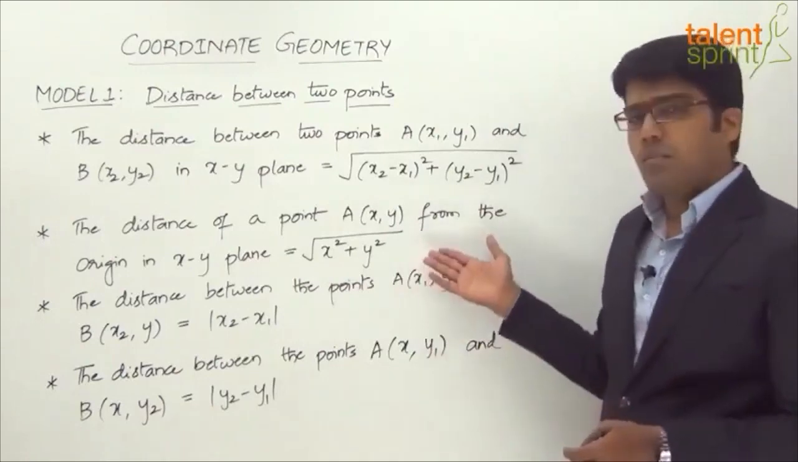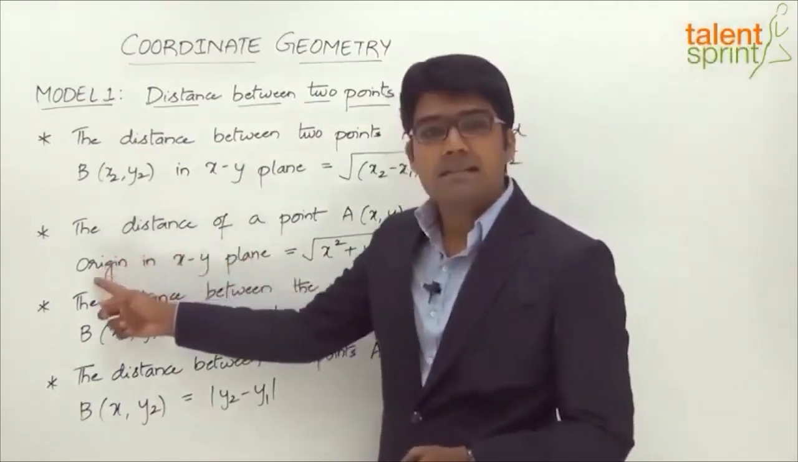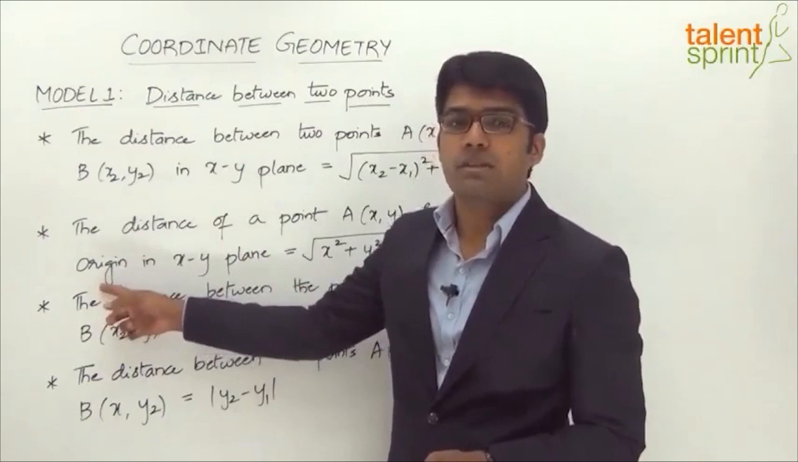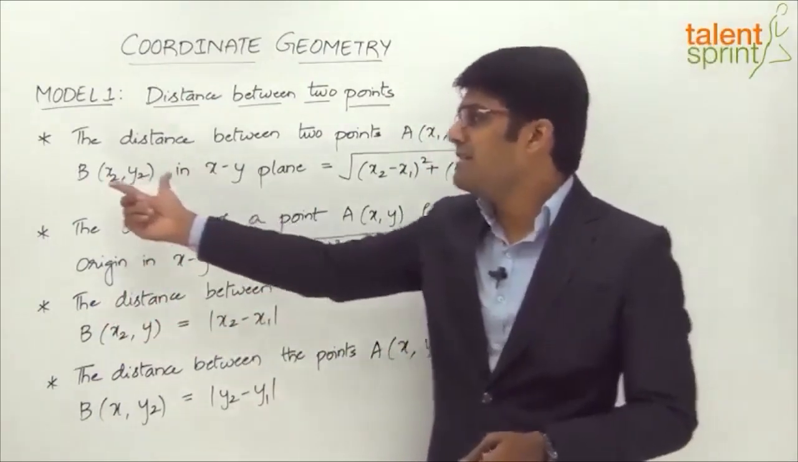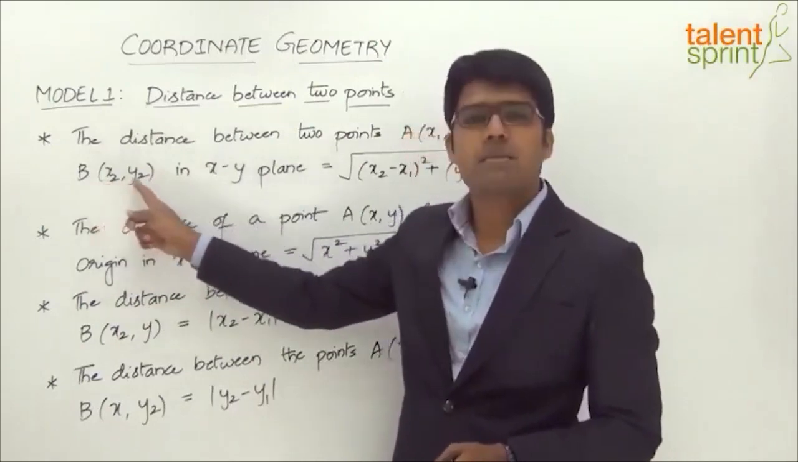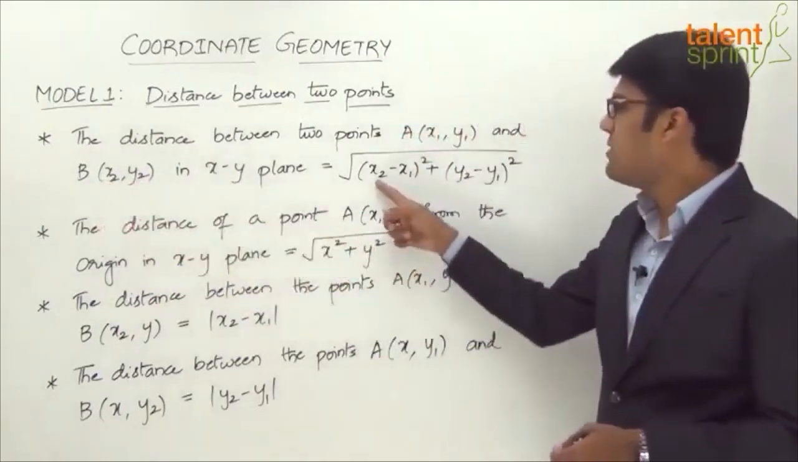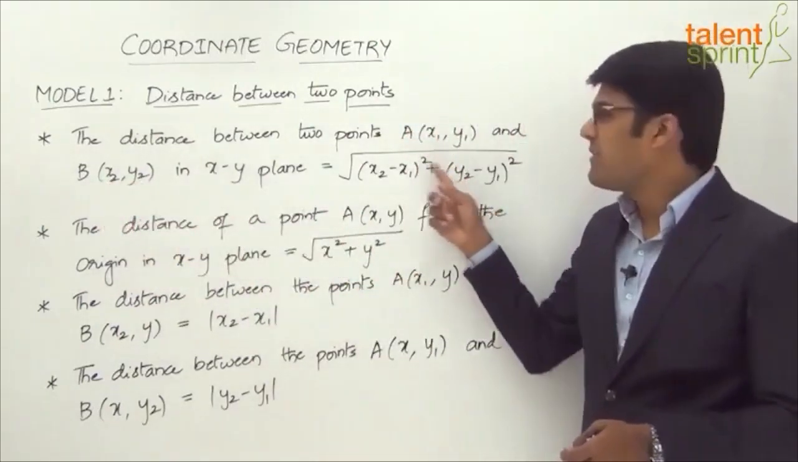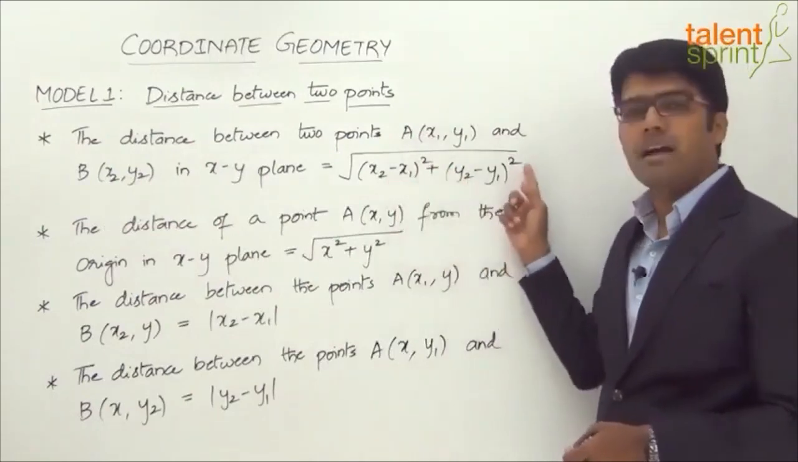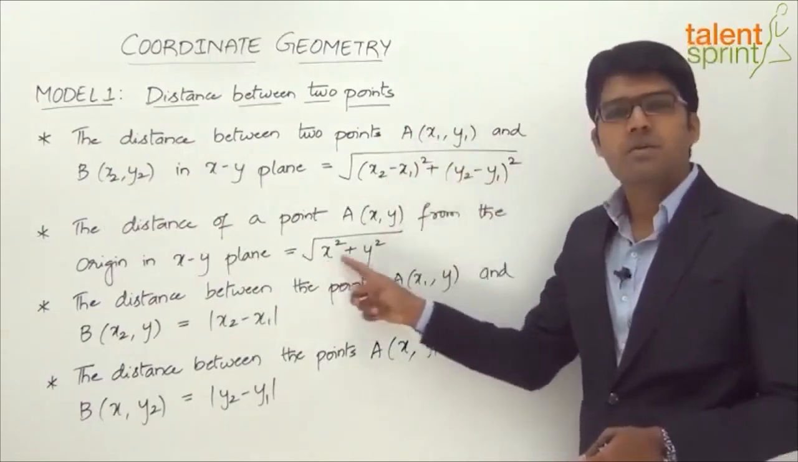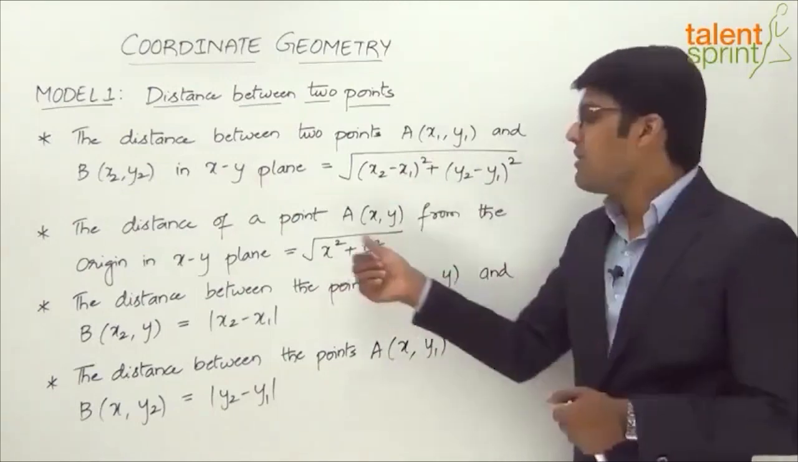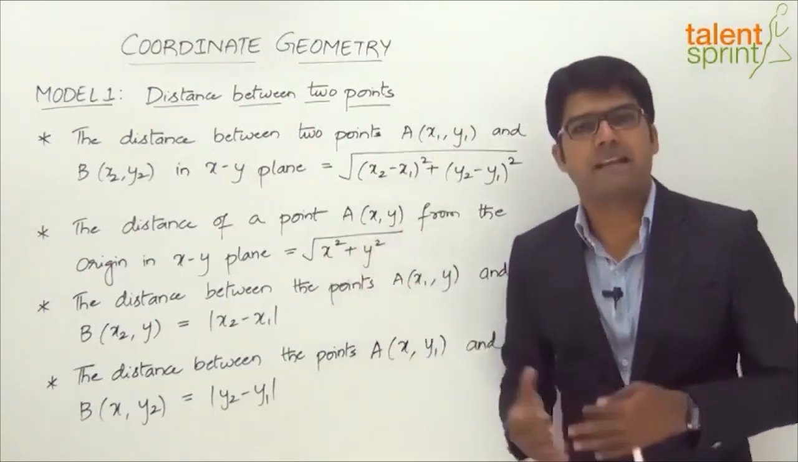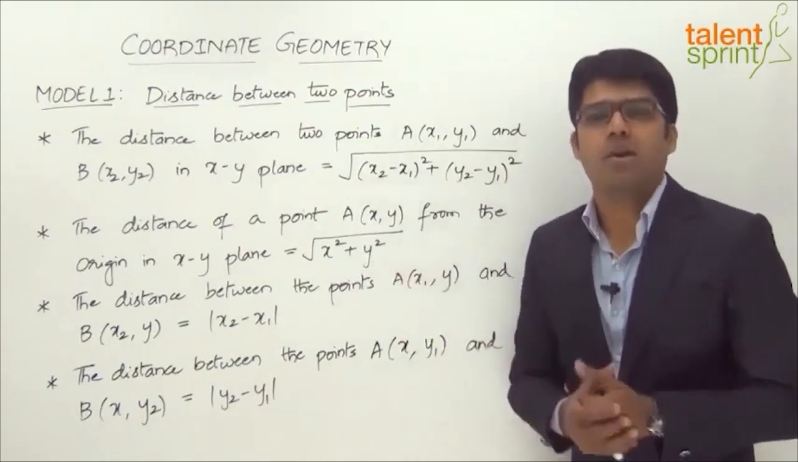Now, a very simple point. Since we are calculating the distance from the origin, in the origin the coordinates are 0, 0. So what happens? The second point in our first statement becomes 0, 0, right? So x2 is 0 and y2 also is 0. So what do we get? x1 squared plus y1 squared under root. That is nothing but x squared plus y squared under root. So when we have to measure the distance from the origin, simply take root over x squared plus y squared, where x and y are the coordinates of the point A.